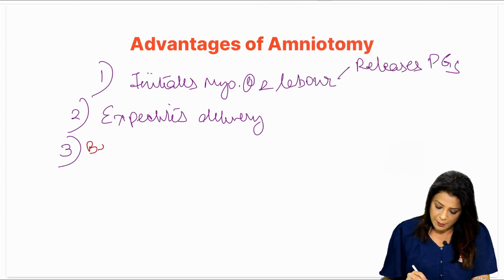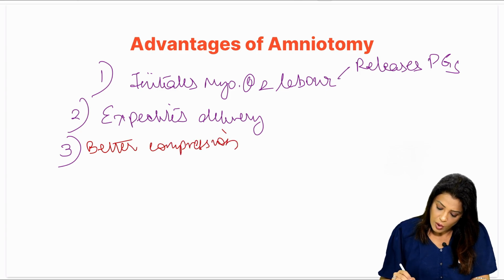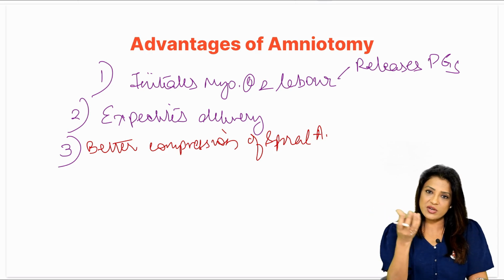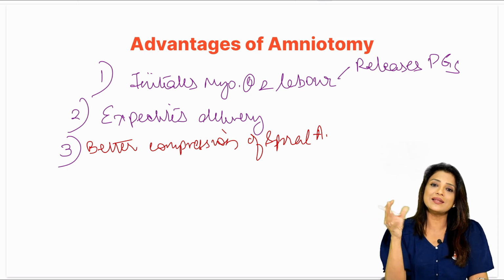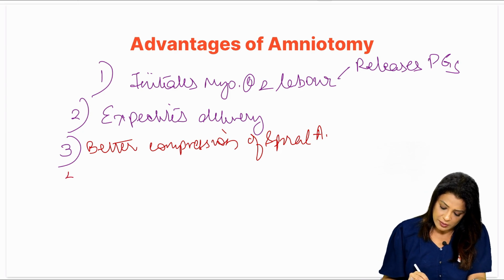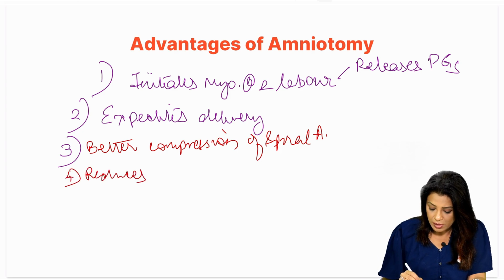Then there is better compression of spiral artery. So, if there is better compression of the spiral artery, once you have released the amniotic fluid, then the chances of PPH will be less and the uterus will contract better. Okay? It reduces the entry of thromboplastin.